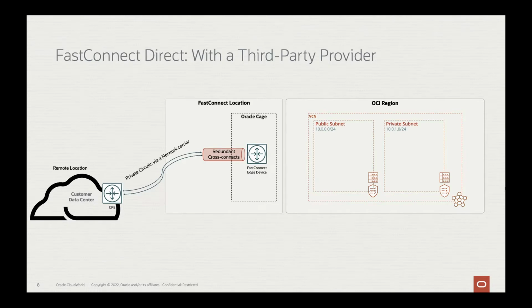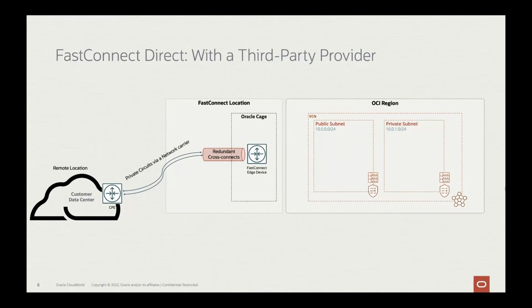In this case, you'll leverage a network carrier of your choice to establish physical connectivity all the way to the FastConnect edge. This can be leased lines, dark fiber, Metro E, whatever option is going to give you that physical connectivity all the way to the FastConnect edge. Most of the times, this model here is used by customers that are maybe in a physically isolated location, or a location that's not serviced by a pre-established FastConnect partner.